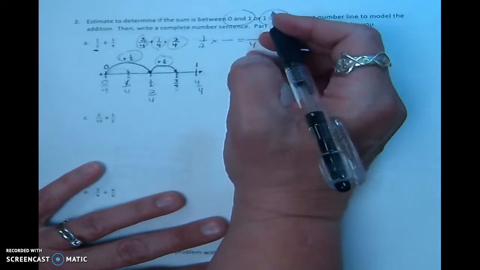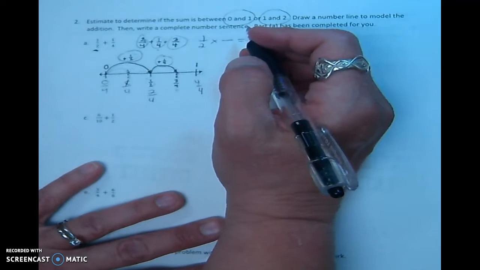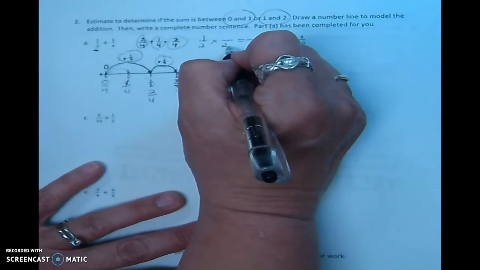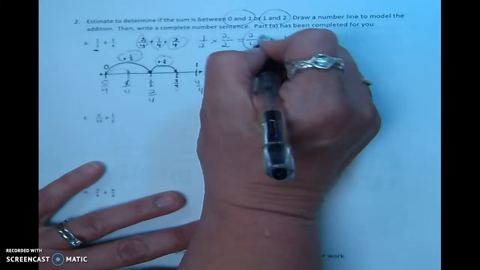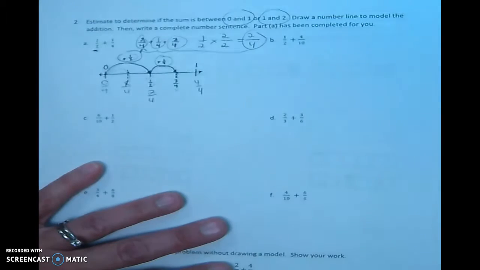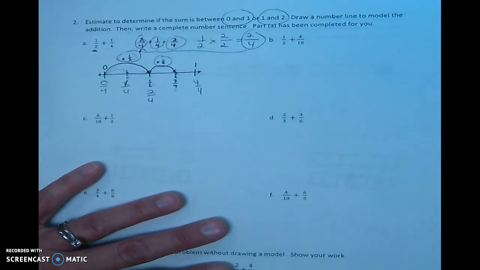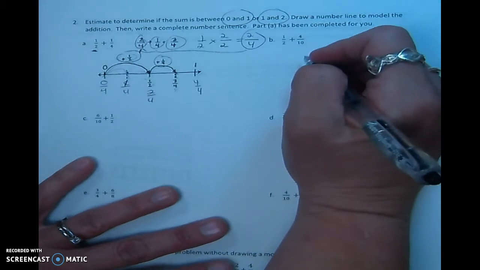If we were to do that numerically, we would have 1/2 times something over something equals something, we need to go to 4. So 2 times what equals 4? Well, that would be 2. 1 times 2 equals 2. So 2/4 is the same as 1/2. Okay. Moving on to letter B.